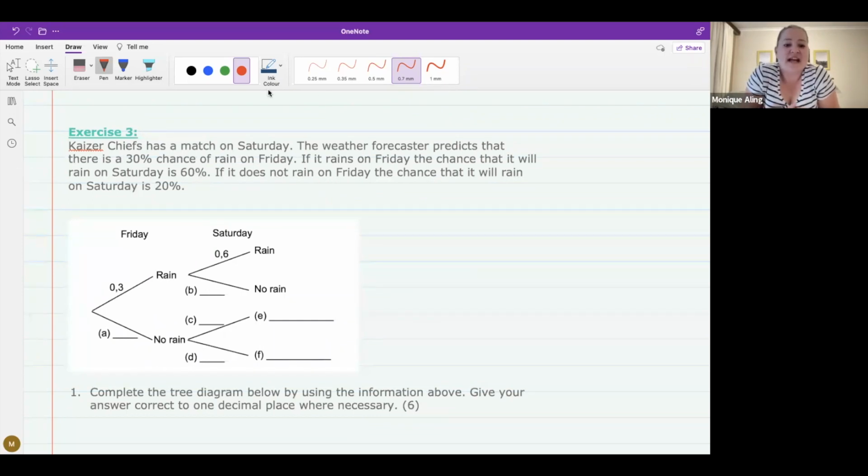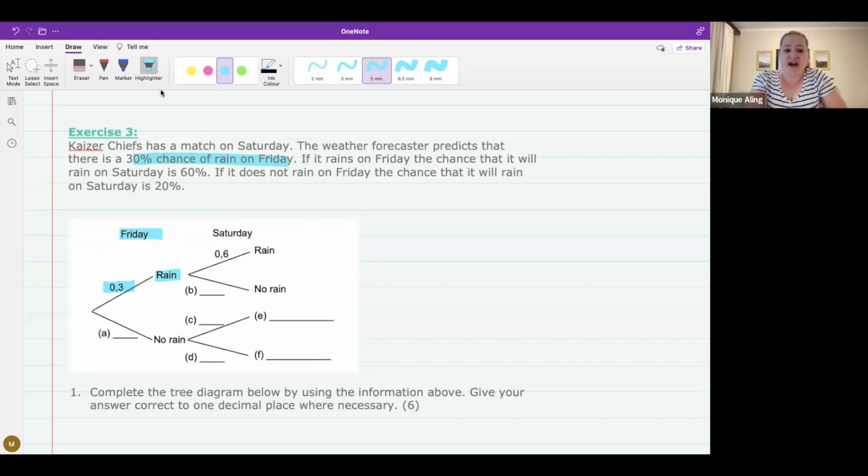So Kaiser Chiefs has a match on Saturday. The weather forecaster predicts that there's a 30% chance of rain on Friday. Okay, so before I read any further, 30% chance of rain on Friday. If we look at our tree diagram, Friday is first, and the chance of rain is over there. And as you can see, it's 0.3. That is the same as saying 30% chance of rain. If you convert 30% to decimal form, it will be 0.3.